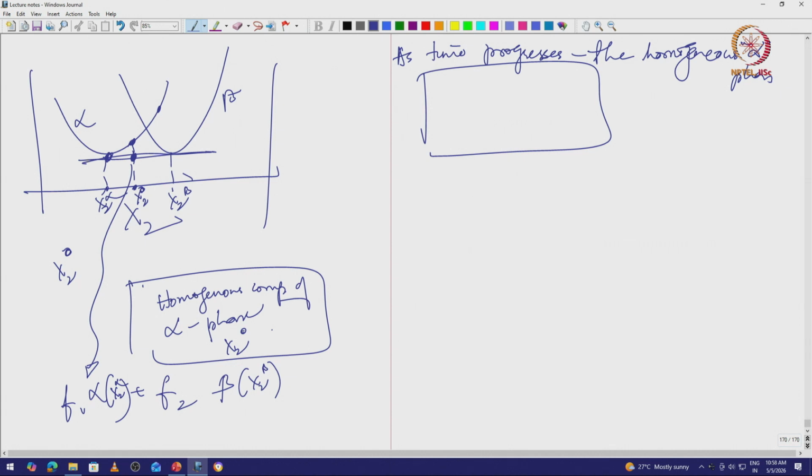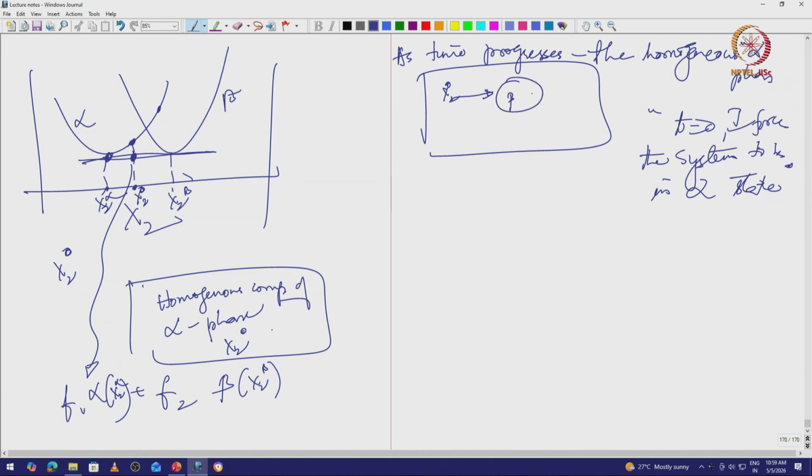Let us say at time t equal to 0 I force the system to be in the alpha state. It is possible through several means. For example, I suddenly increase the temperature so that alpha is no longer stable. Then, from the alpha, where I have composition x2 0 everywhere, some of these two atoms start going and nucleating a beta phase.